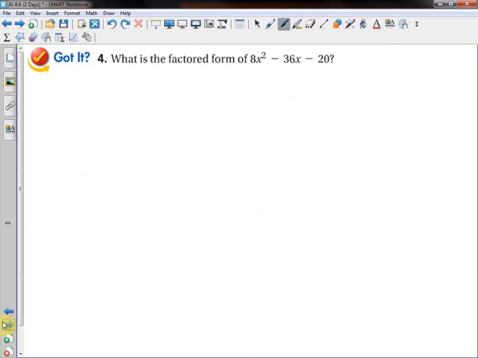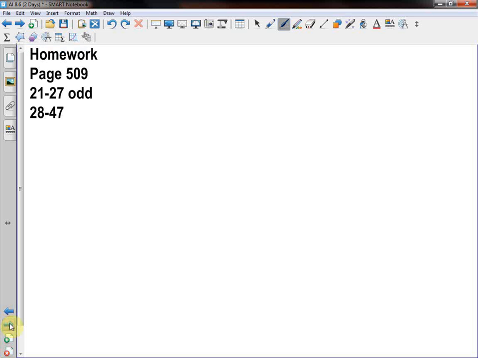All right, try this one. Look for a GCF first, and then do AC factoring. Here's your homework assignment on 5-9.